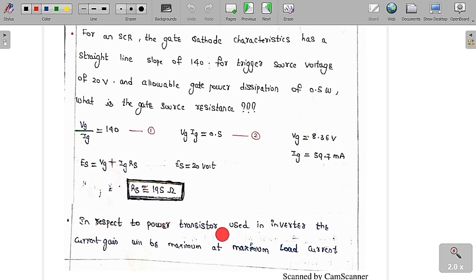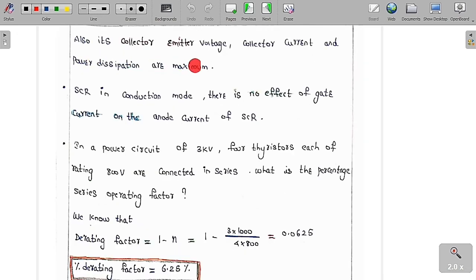In respect to a power transistor used in an inverter, the current gain will be maximum at maximum load current. Also, its collector emitter voltage, collector current, and power dissipation are maximum.